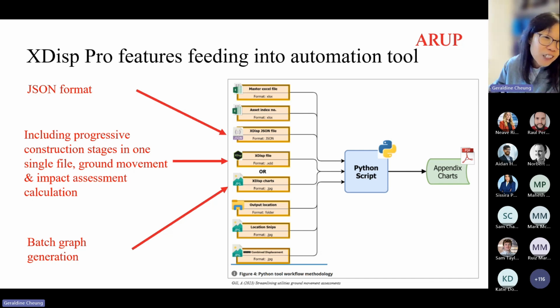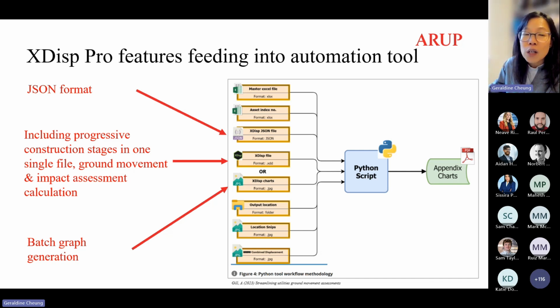Like for example, the change in diameter of a tunnel, you can just put it in one single file and it will be updated for all stages for the construction. And it can do the ground movement calculation as well as doing the impact assessment, like what we were talking about in terms of the utilities.